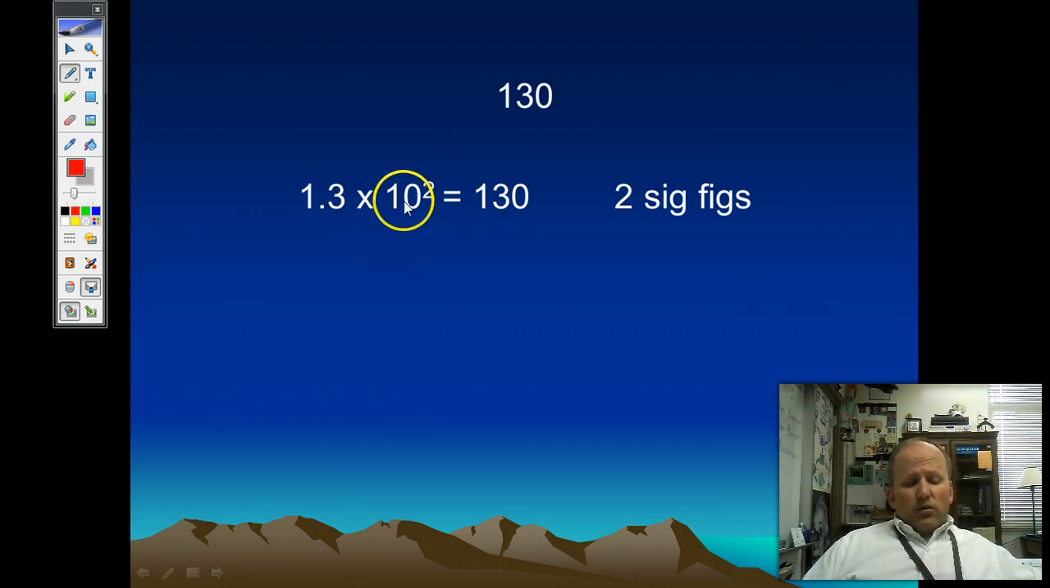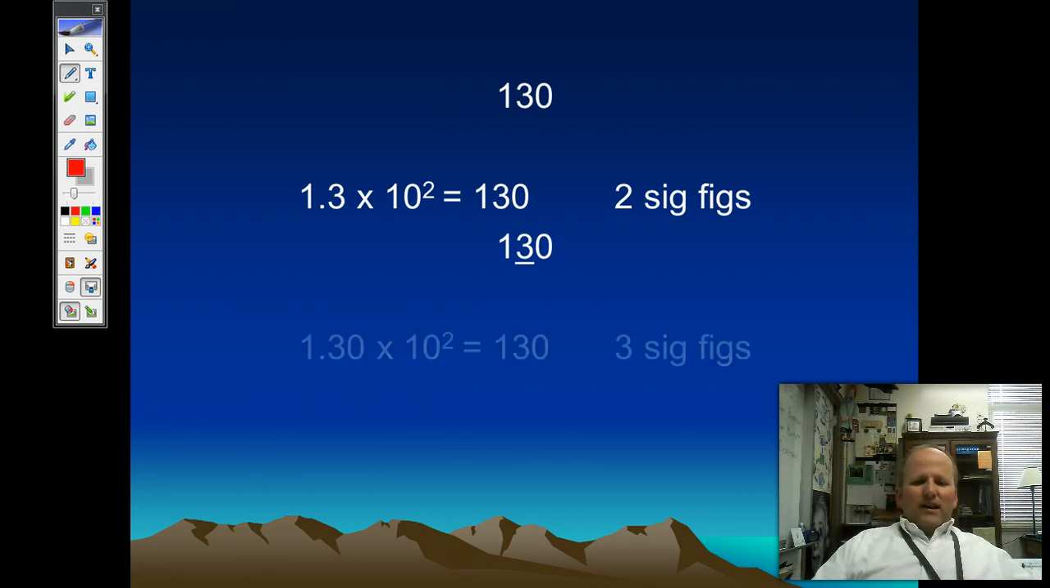Another way to think about it, what's 10 squared? It's 100. 1.3 times 100 is 130. But because of that part of this in scientific notation, it has 2 significant figures. Another way to go about it, underline the 3. That way you're saying the 1 and the 3 are significant, the 0 is not. And now you're saying this has 2 sig figs.